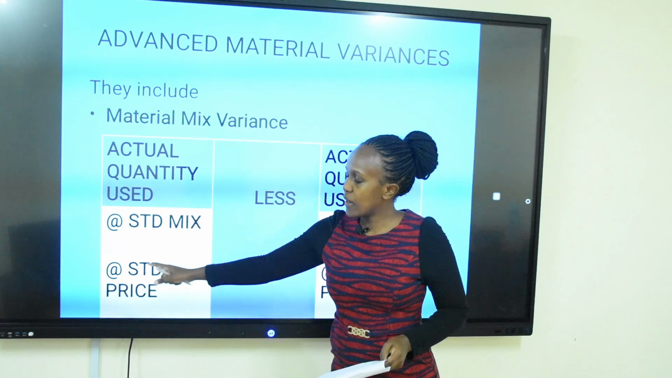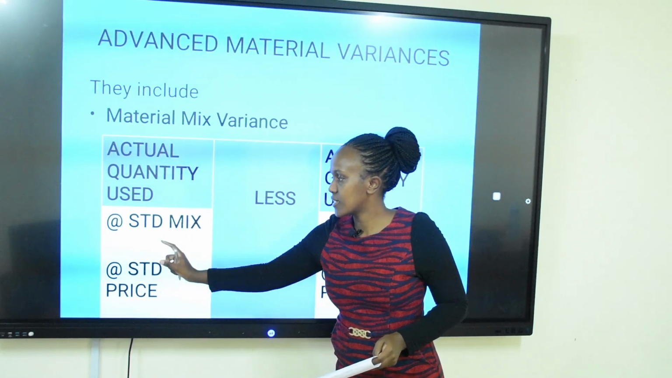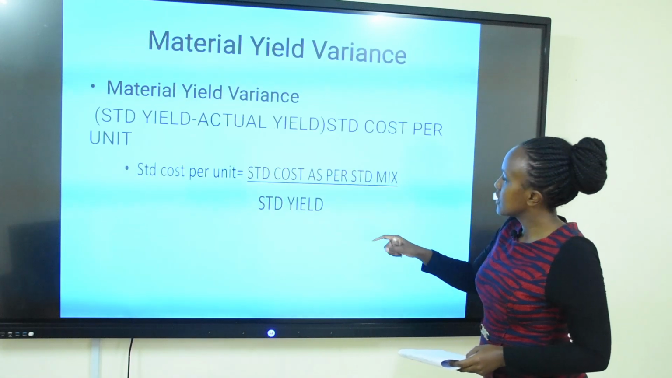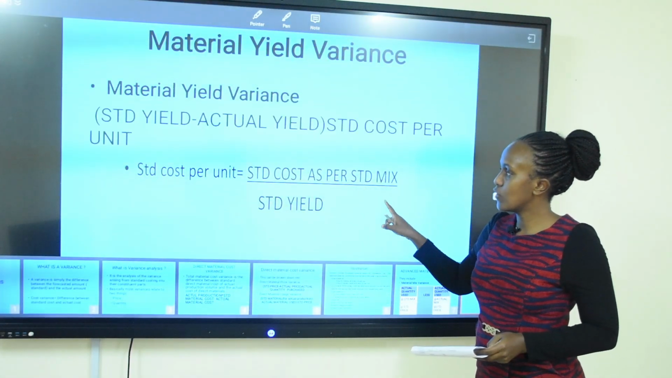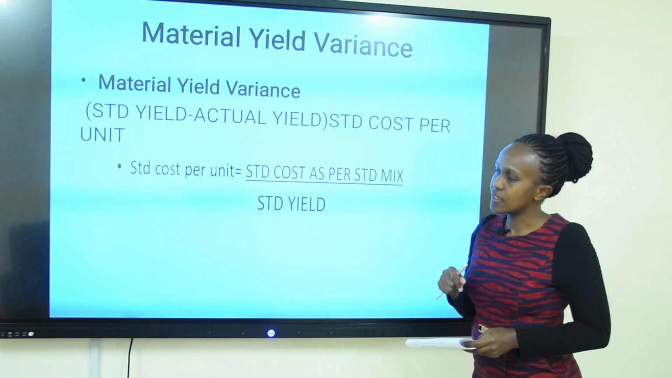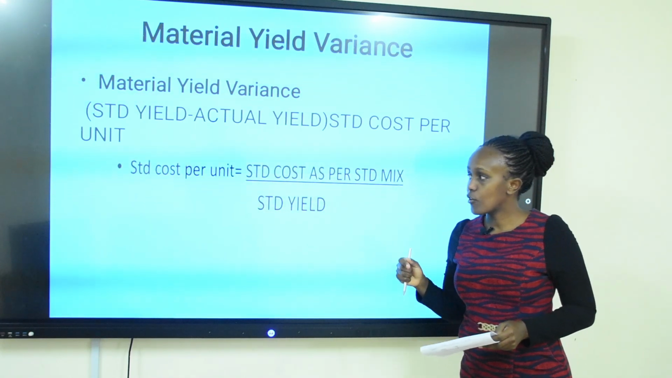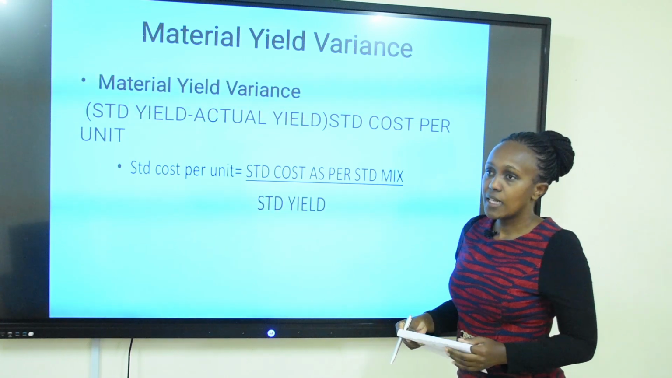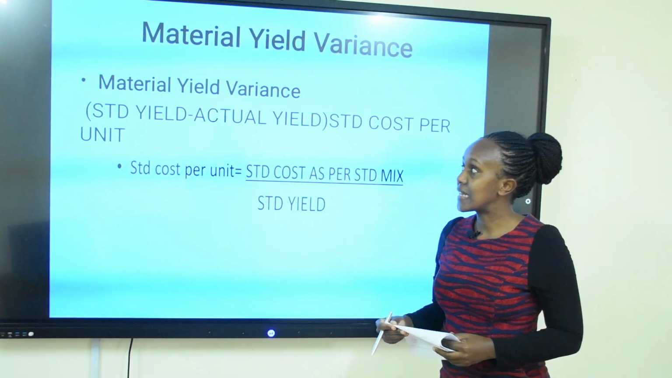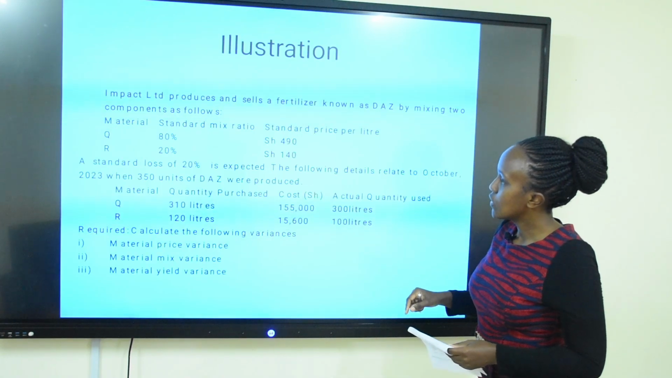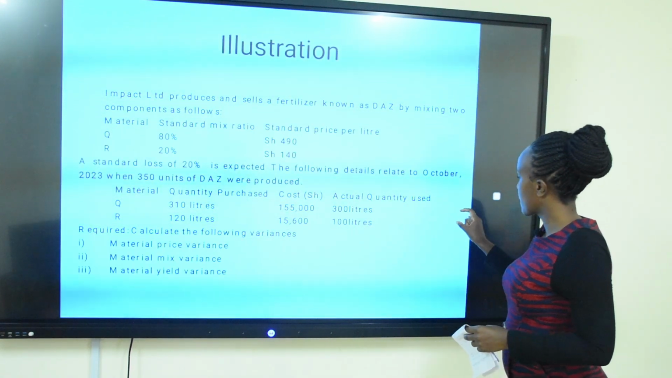Once you do everything as per the standard, the actual quantity at the standard mix at the standard price, the total of this column is what you are calling here the standard cost of the standard mix. Then you are going to divide that by the standard yield, which you are going to also be computing. So these 2 variances, the material mix and material yield variances, can be computed, but we are going to look at an example.